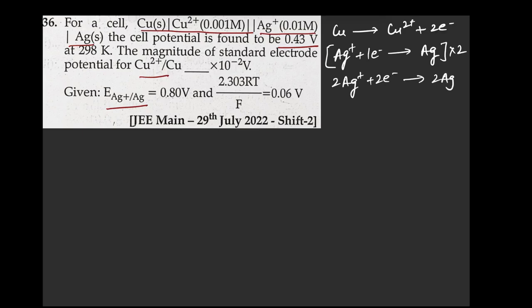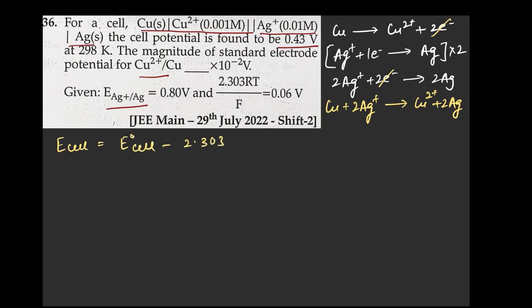Now on adding the reaction at the cathode and anode, number of electrons get cancelled and the redox reaction that is taking place is copper plus 2Ag plus, forming Cu2 plus 2Ag. This is the redox reaction taking place in this cell. Now E cell is equal to E naught cell minus 2.303 RT by NF log.